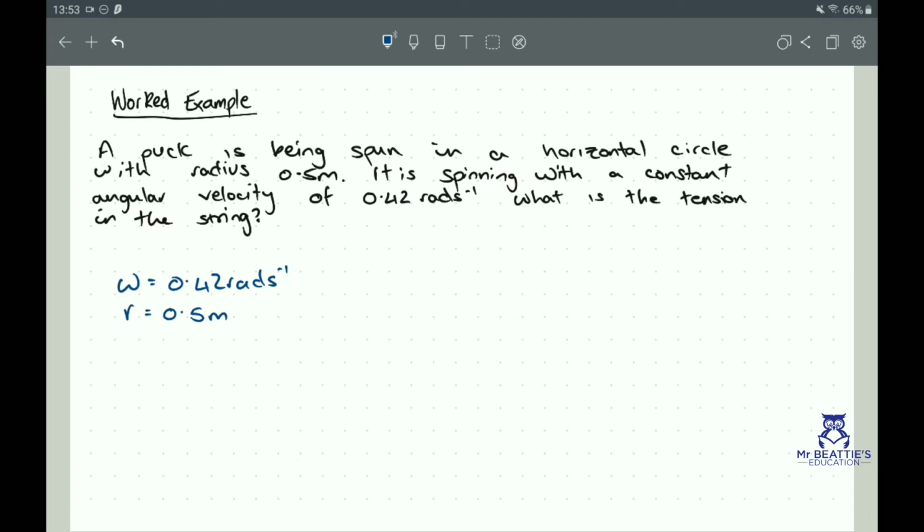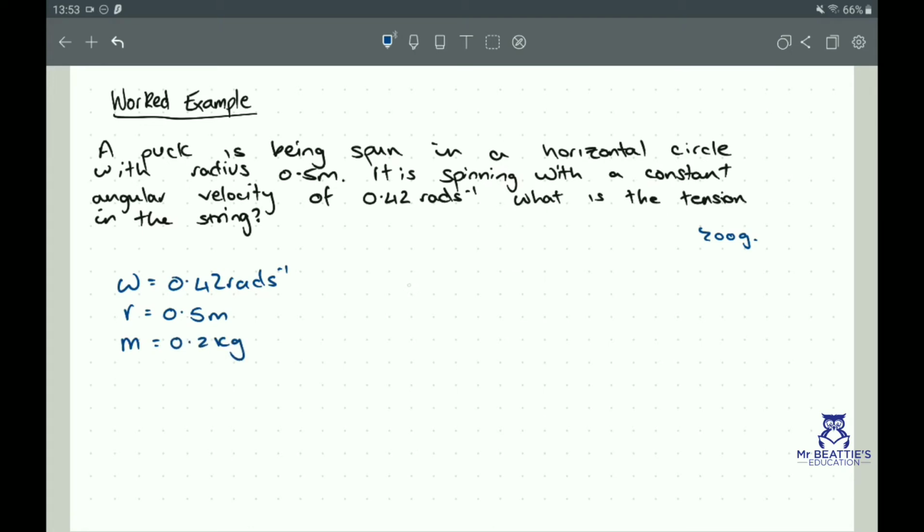I forgot to give the puck a mass, so let's say it has a mass of 200 grams. Okay, so what happens when I write my own questions? I forget things. Okay, so we give it a mass of 200 grams, that's 0.2 kilograms.